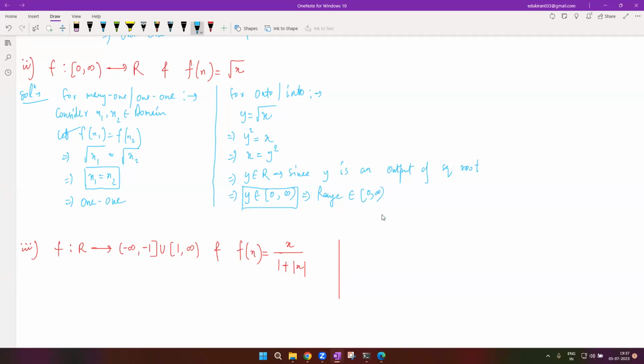Now you know your range and you know your codomain. Codomain is all real numbers. You can check that range is a proper subset of codomain. Codomain is a much bigger set than range. And hence we can say that the given function is into.